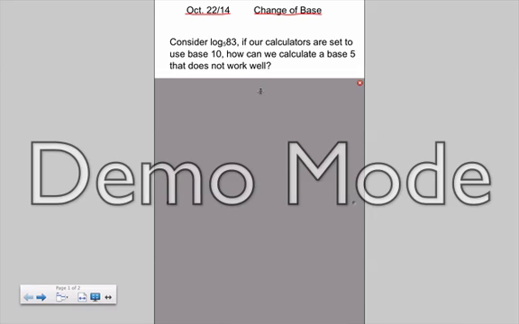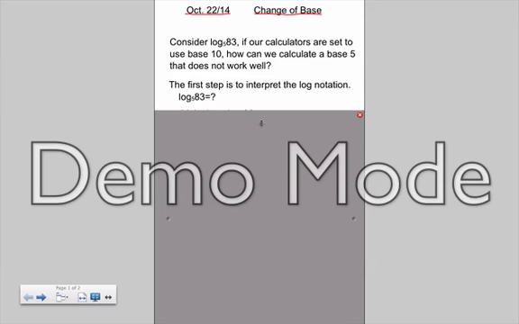Let's consider log base 5 of 83. Remember, a log asks for the exponent. So this is asking us what exponent on 5 will give us an answer of 83. So our calculators are set to use base 10. So how can we use a calculator to work with a base 5 when the answer doesn't work well? And by not working well, I mean that 83 is not a nice power of 5. If it was log base 5 of 125, we'd know the answer is 3 because 5 to the exponent 3 is 125. So 83 does not work well.